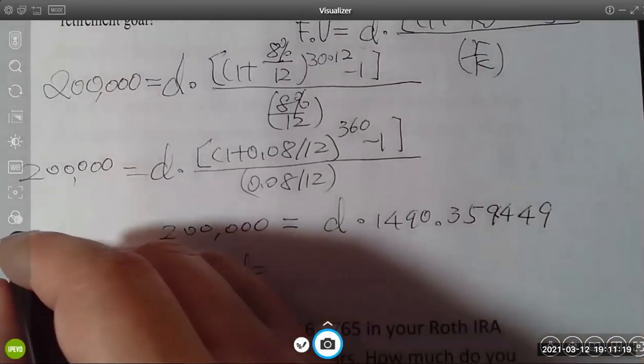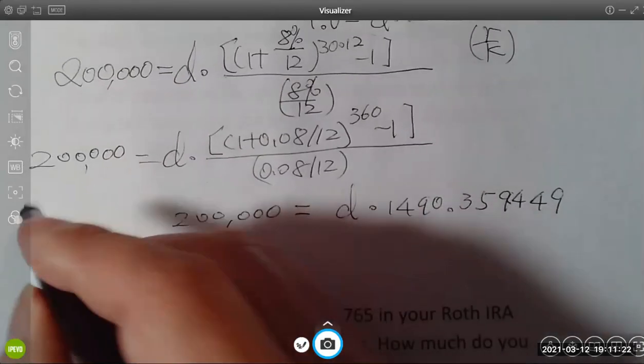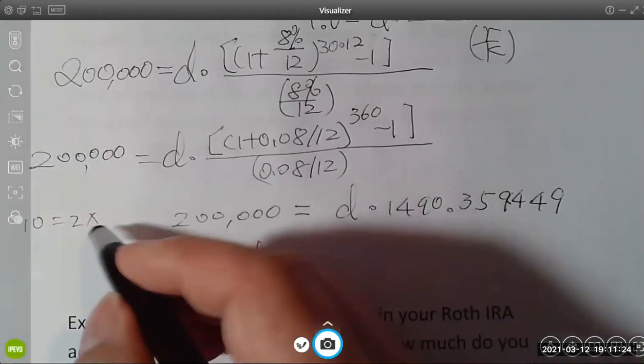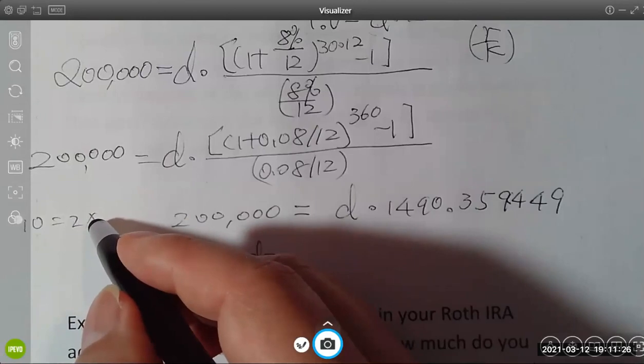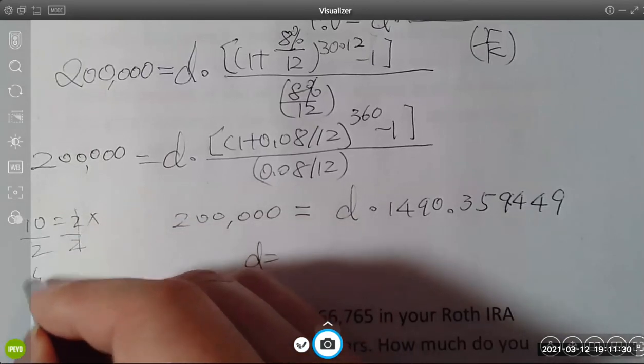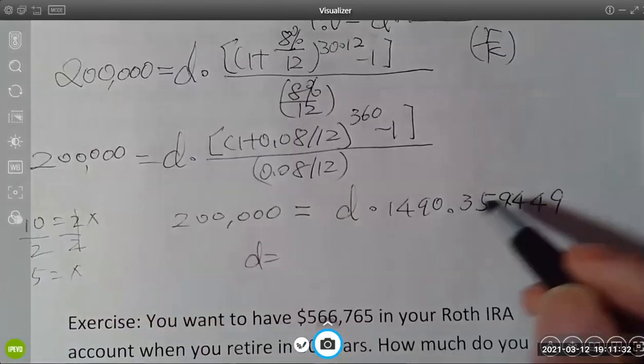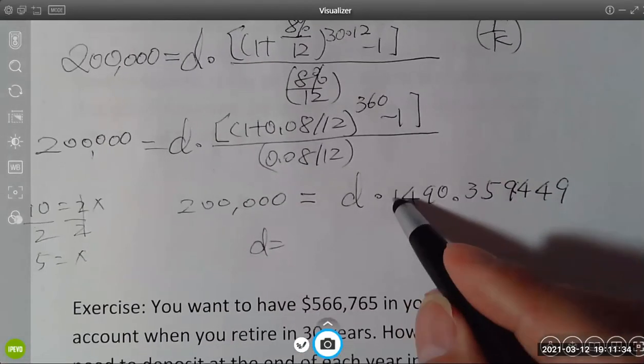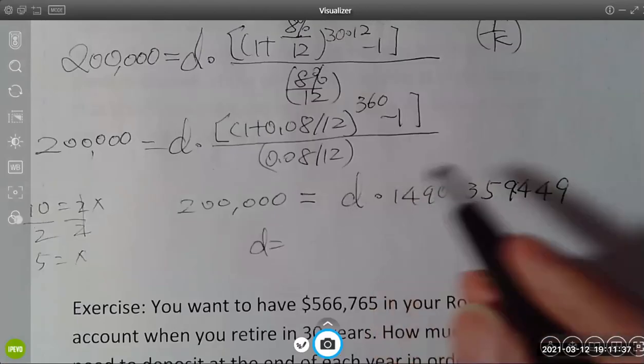I assume everybody learned basic algebra, like 10 equals 2x. How do you solve x? You know this is 5, right? You divide 2 divided by 2 on both sides. 10 divided by 2 is 5, right? Same thing. But we divide by the number beside your unknown to get this unknown.